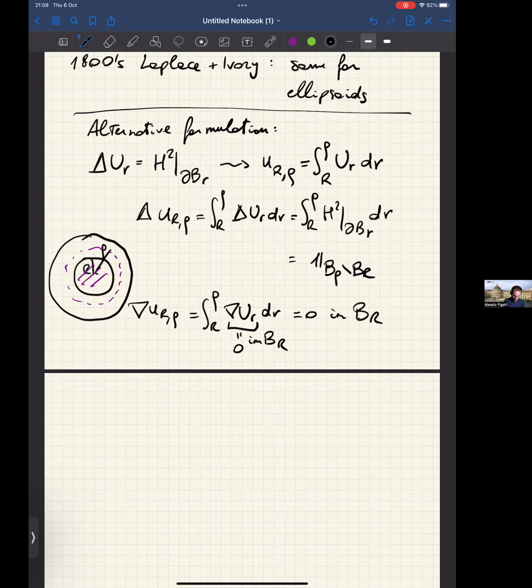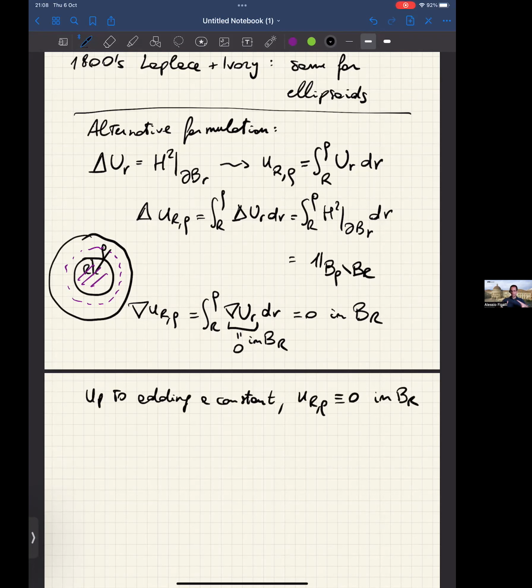So you have these functions which have constant gradient inside. This means that they are constant inside the ball of radius r. So up to adding a constant, we can assume that u_{r,rho} is identically 0 in the smaller ball, B_r.